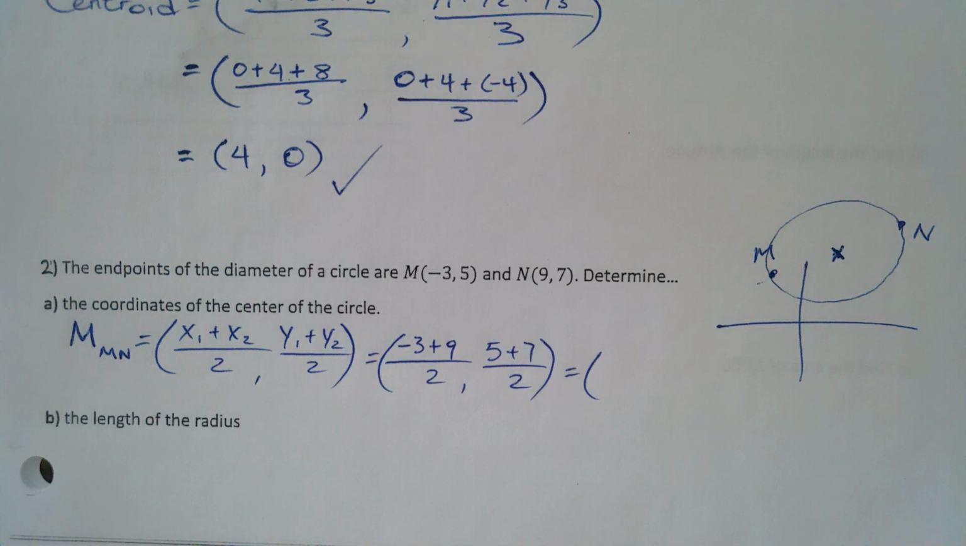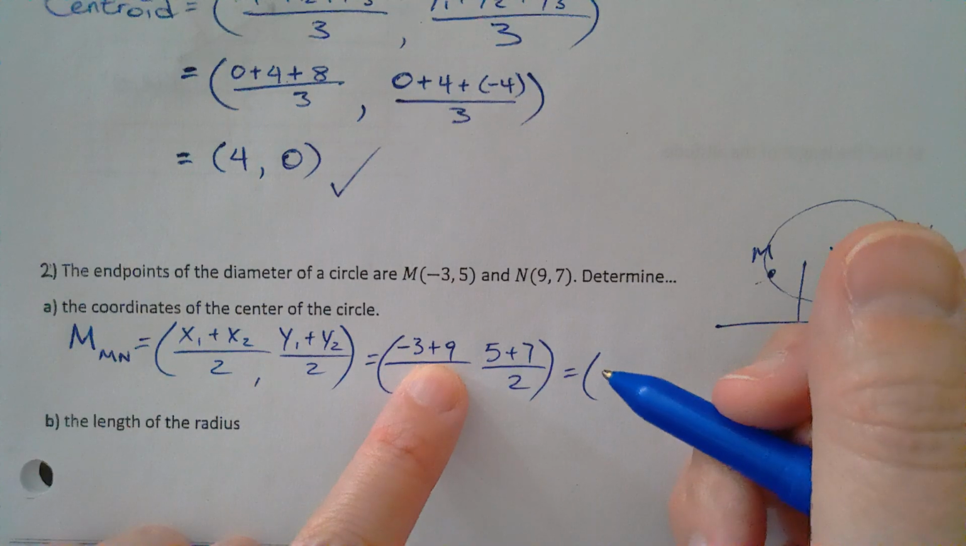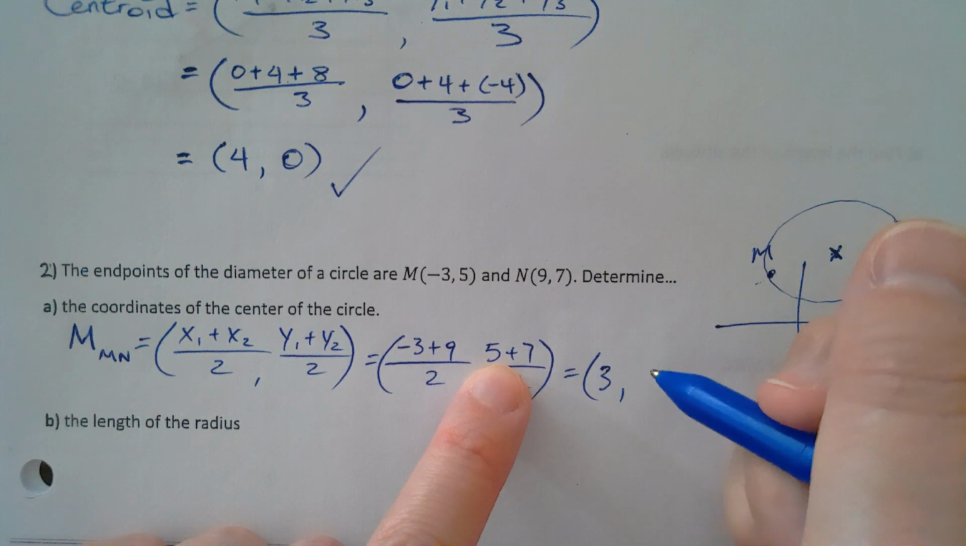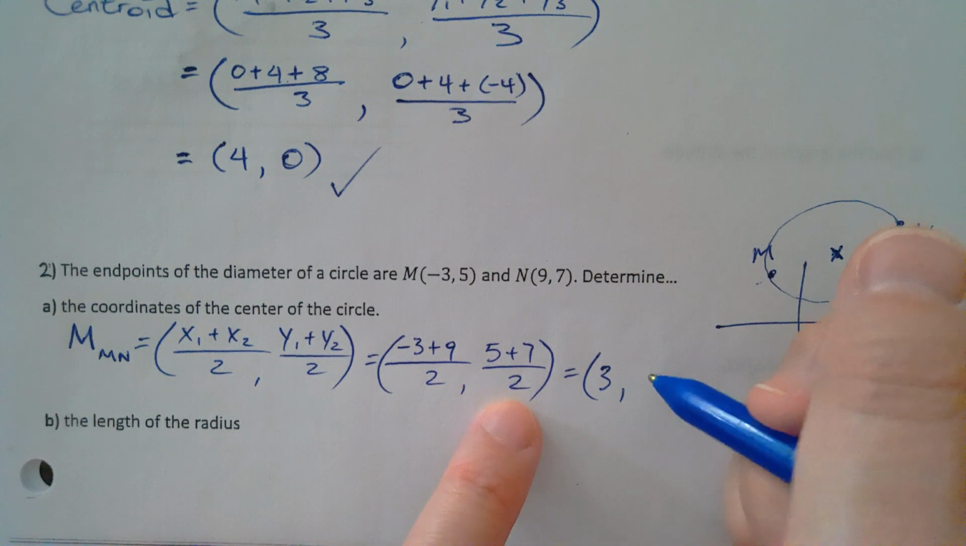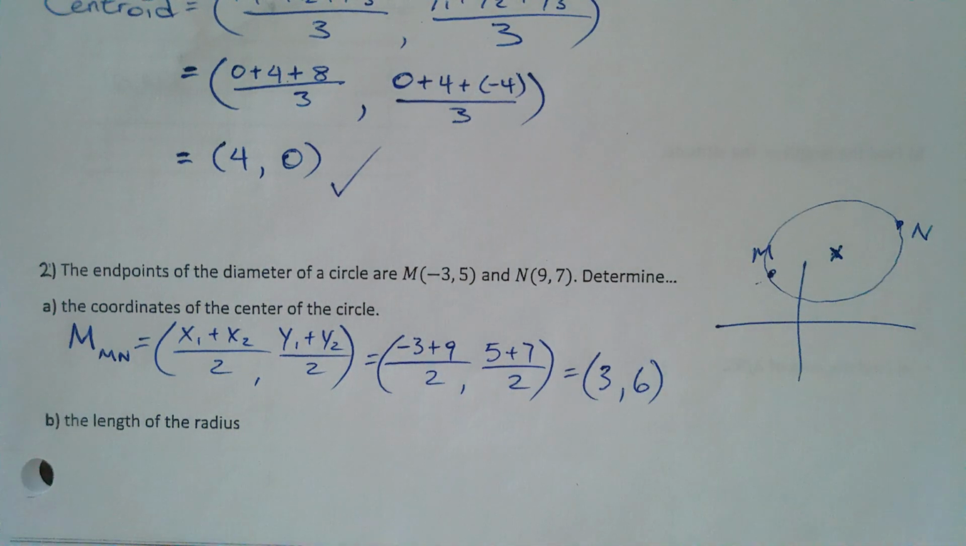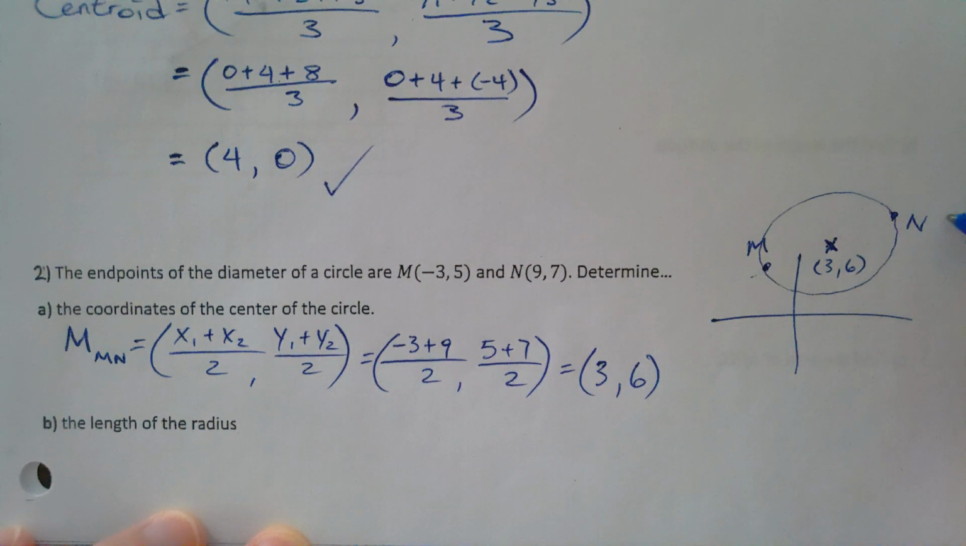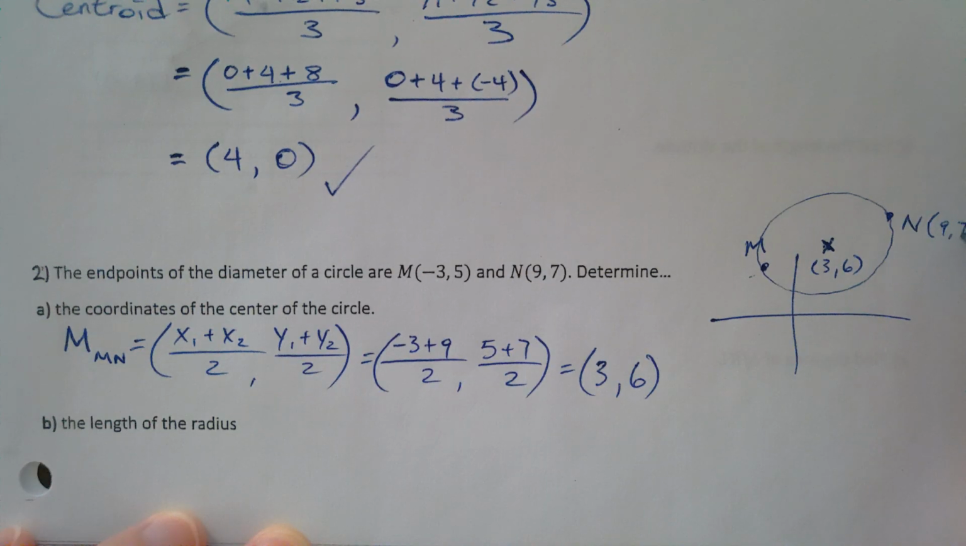Who's good at mental math? Adam. -3 plus 9 divided by 2. 5 plus 7 divided by 2. There you go. So there you go. My center is at 3 and 6. Okay, so this is at 3 and 6. This point is at 9 and 7.